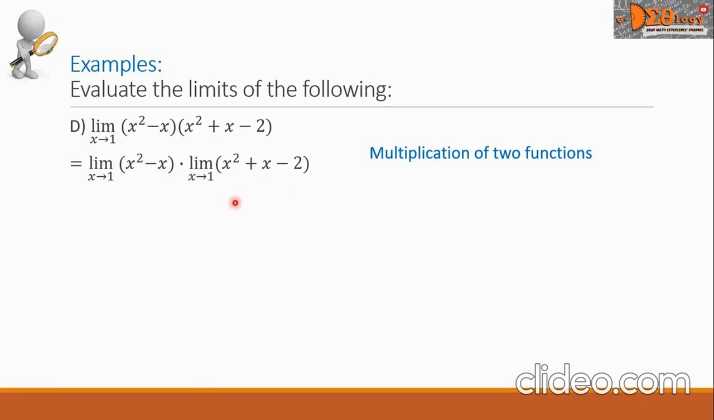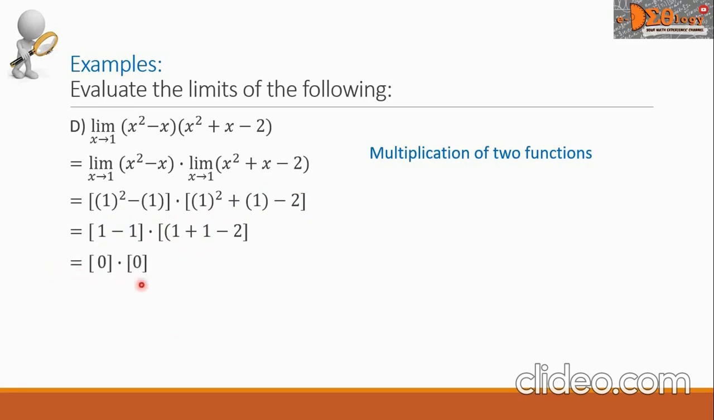Let us now evaluate the limit. Let us substitute the 1 value to all the x respectively. So we have now 1 squared minus 1 times the quantity 1 squared plus 1 minus 2. The 1 squared is simply 1. Also in here, so we have 1 minus 1 times 1 plus 1 minus 2. Simplifying each group, we have 0 times 0, and the final answer is simply 0.